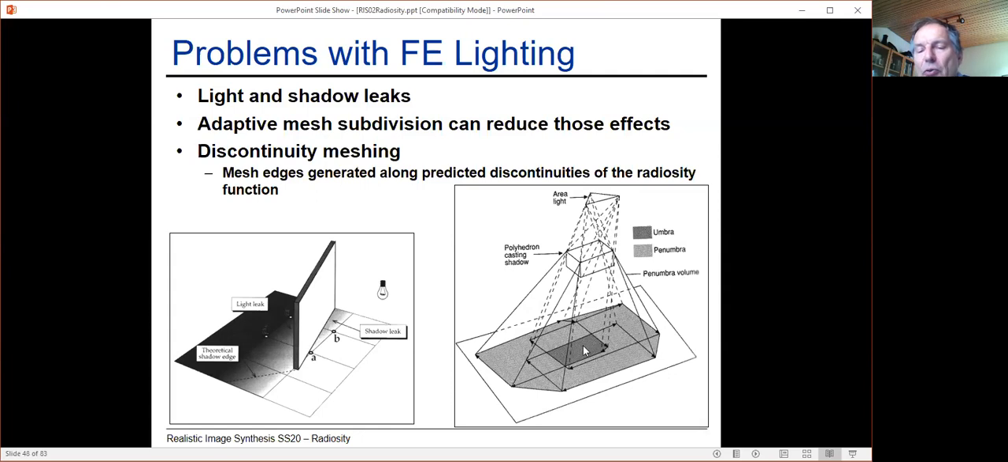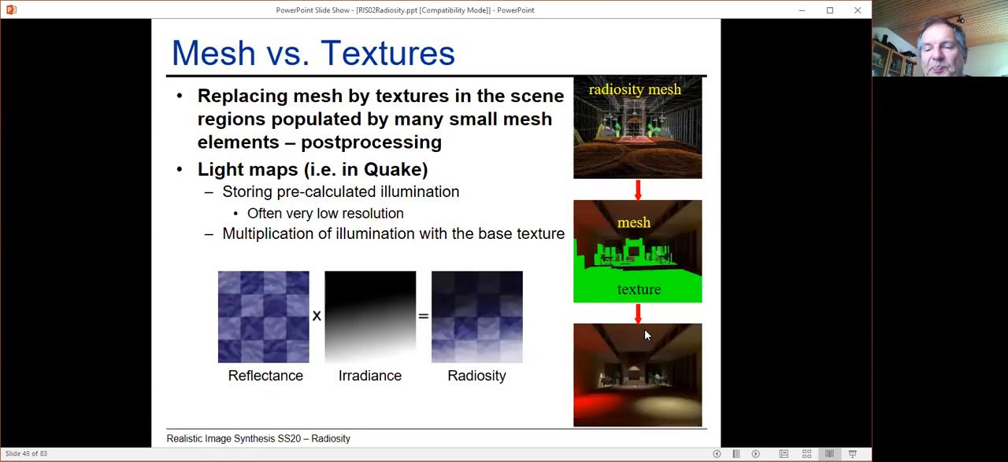Yes? So we have full shadow, which we call umbra, but we also have penumbra, some half shadow, which means that part of the surface of this area light will be visible and part will be occluded by this polyhedron casting shadow.